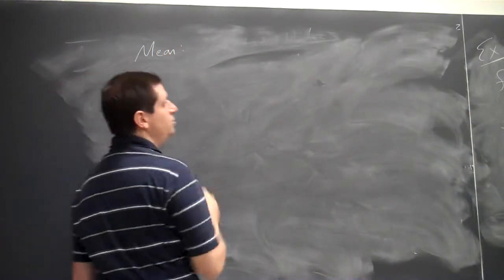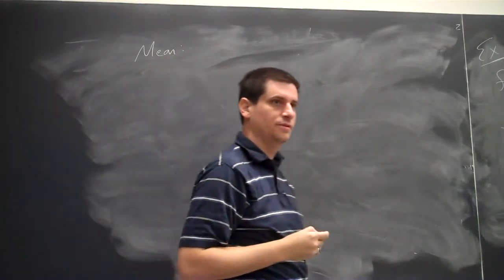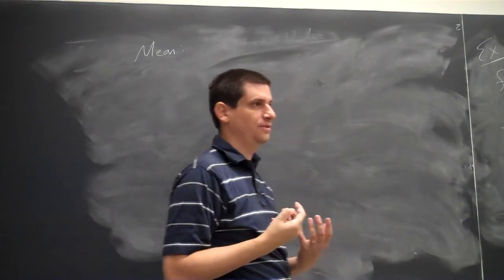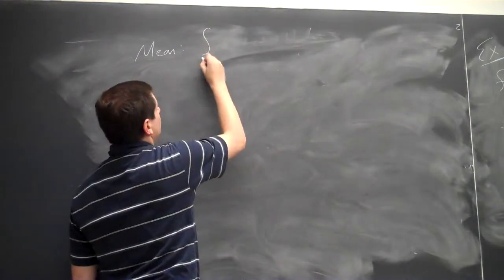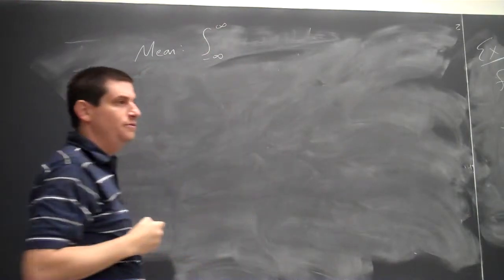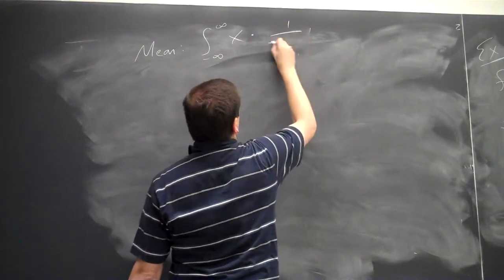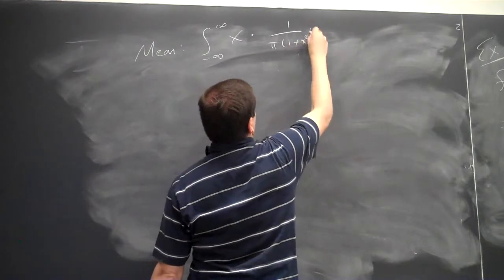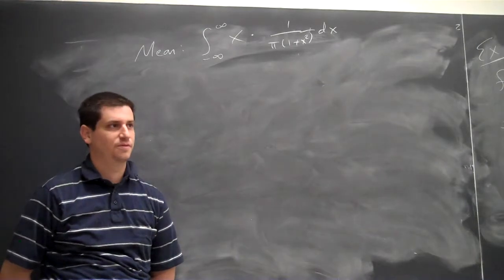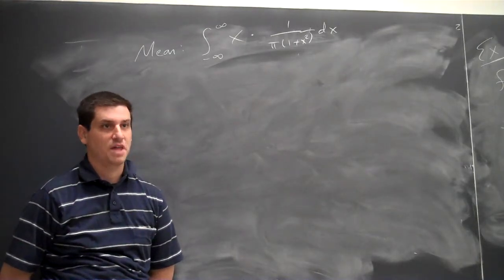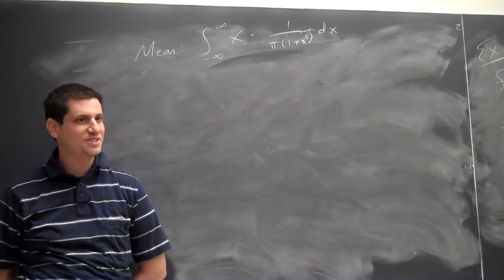So the mean, what integral do I have to calculate for the mean? So I want the mean of the Cauchy. So what should I be integrating? Integral from minus infinity to infinity, x times 1 over pi 1 plus x squared dx. What does that integral equal? There are two right answers for what this integral equals, and they're different. Can somebody tell me what this integral equals?